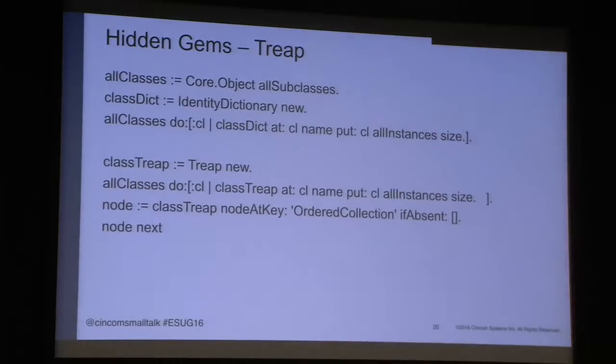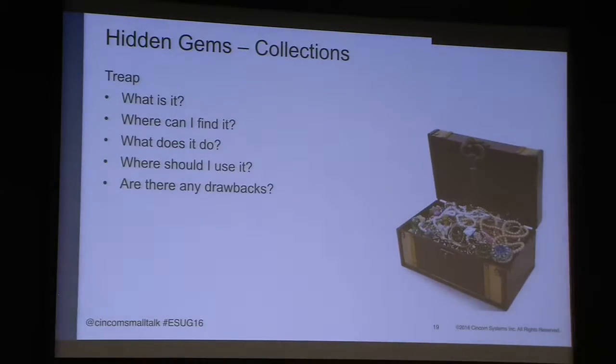So on the top is an example of the dictionary. The bottom is an example of the treap. You say at:put: and at:, just like a dictionary. But you can also get a hold of the node. And once you have that node, you can get the next one and the previous one. So on the previous level, well, where should I use it?